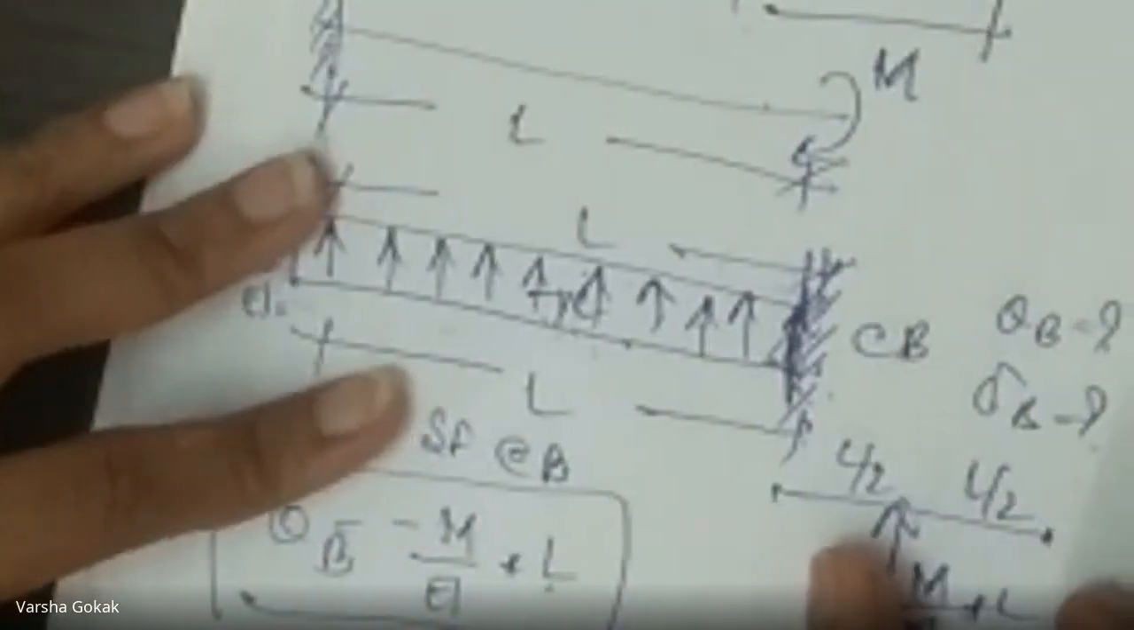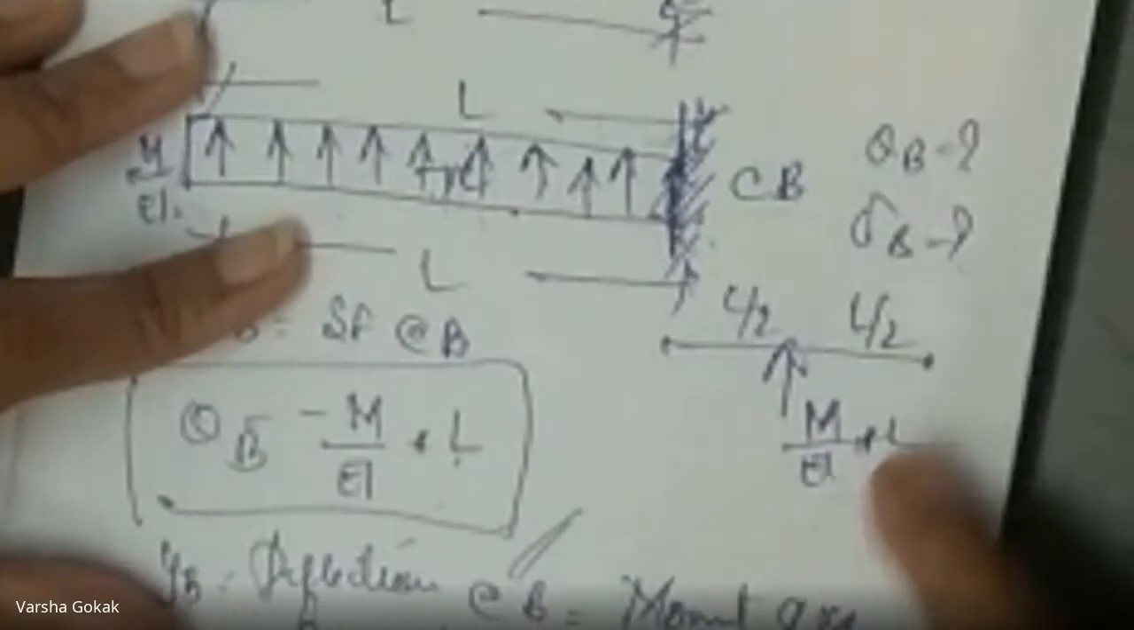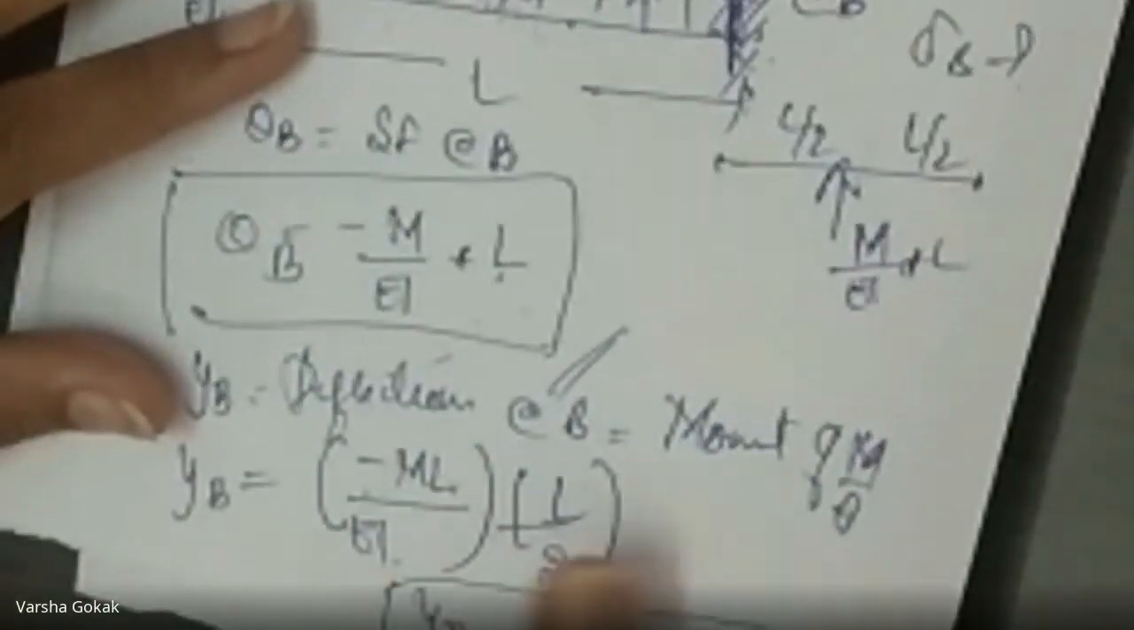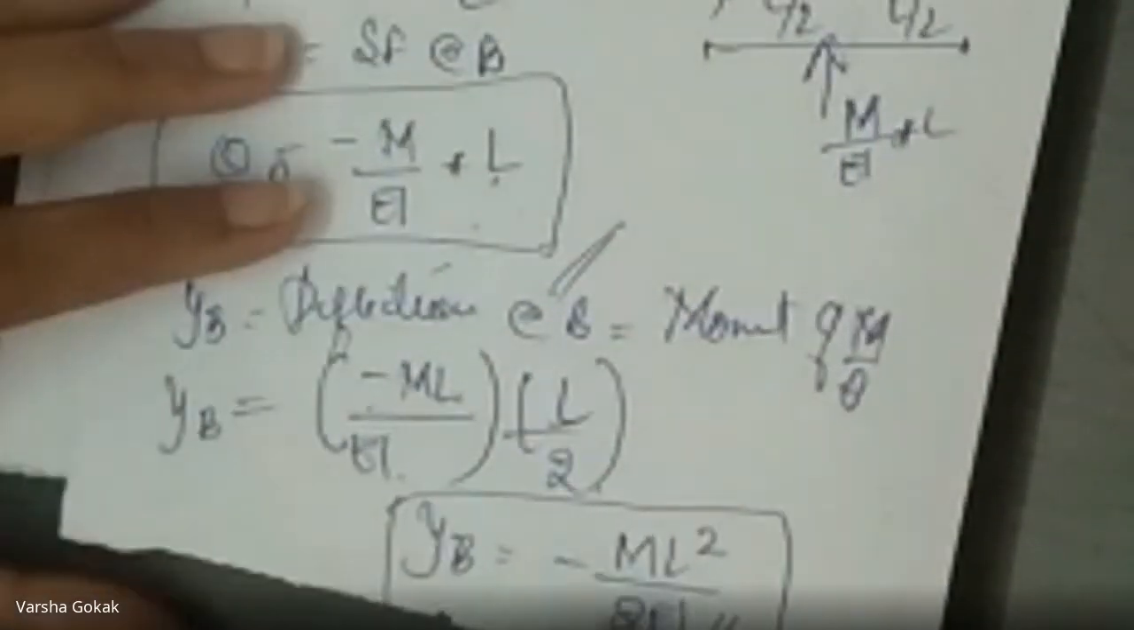And then we have to find the deflection. For deflection, now here the force is acting at the center. This force into L by 2. Now this force is M by EI into L. So you get the deflection at point B.